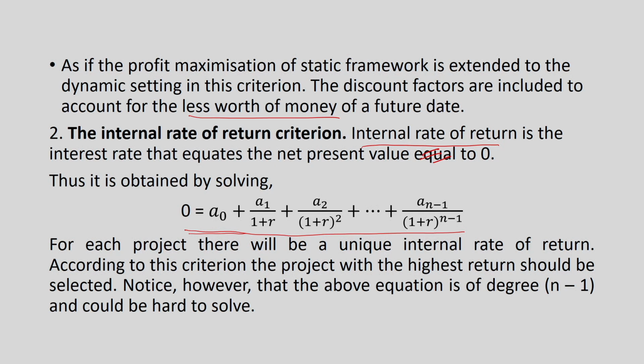That rate of interest or rate of return is called the internal rate of return. So, for each project there will be a unique internal rate of return, and according to this criterion the project with the highest return should be selected. So, if you have say 2 or 3 projects to evaluate and you want to pick up only one project, then for each project you solve this equation, because for each project this A0, A1, A2, these things will be different. And so, the R which solves the equation of a particular project will be different from the R of another project.